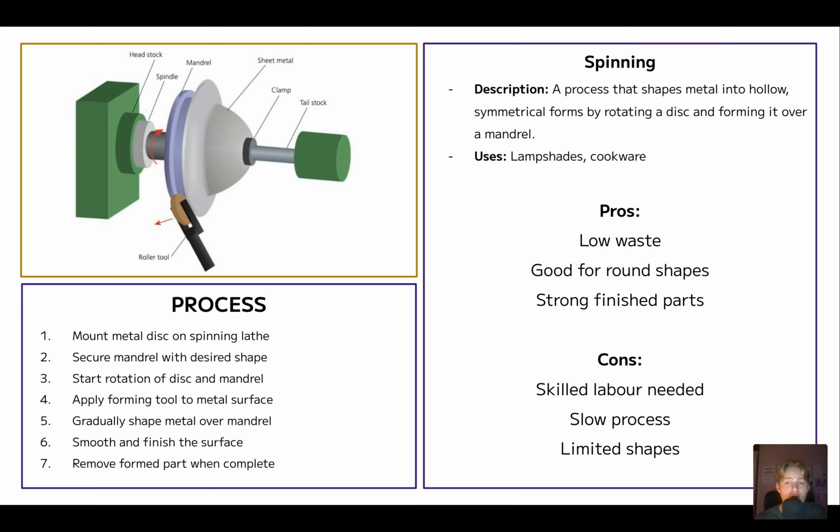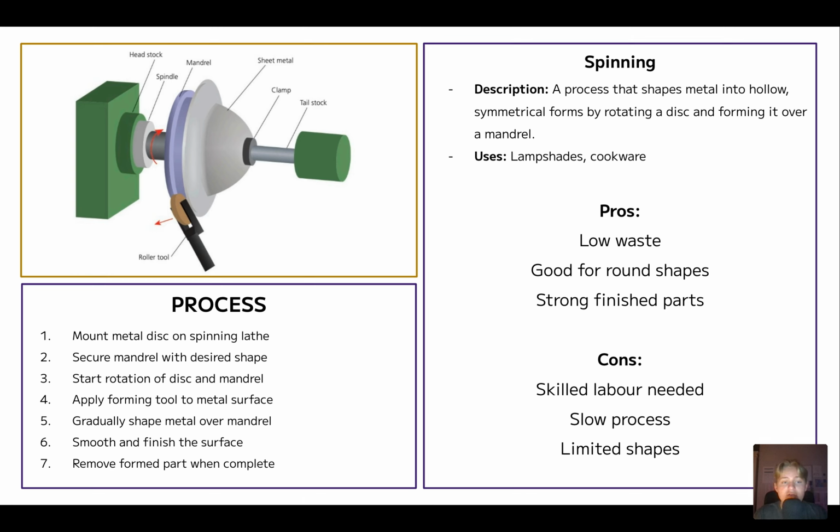It's very slow as well, which again increases our lead times. And it also, as I said, is limited to the shape because of what the mandrel actually has. So the process you describe in your exam, and you could actually have to describe this, would be mounting the metal disc onto the spinning lathe, at which point you then secure the mandrel with the desired shape that you want. And you'd start the rotation of the disc and the mandrel on the lathe.